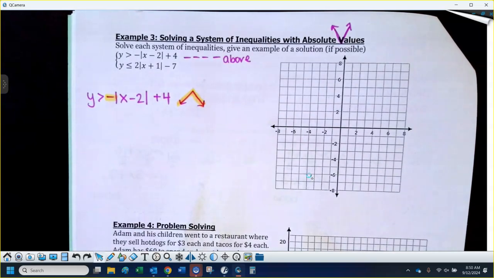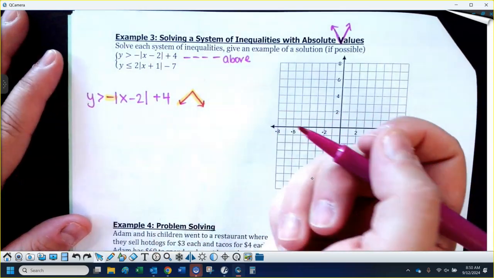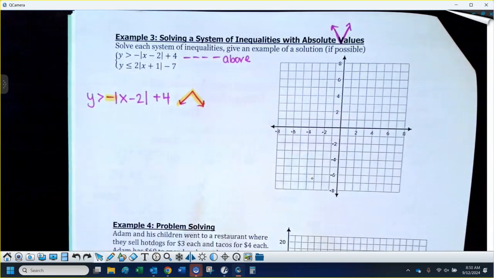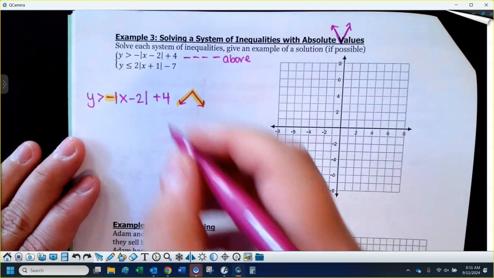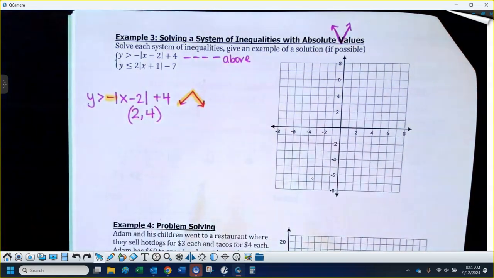Okay, can anybody remember how to find the middle of the V? Like, what would the vertex be based on the equation? Jacob, what do you think? Yes, perfect. 2, 4. And with the x, it's the opposite of what it looks like. It's whatever would set that equal to 0.